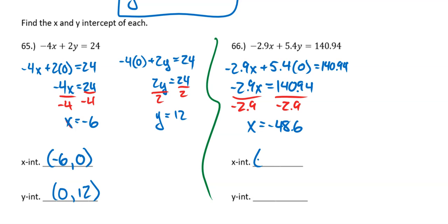And again, write it as an ordered pair. That was a negative 48.6. That was the x value. The y value that I used was 0. Okay. And now I do the same thing to find the y-intercept, I plug a 0 in for x.